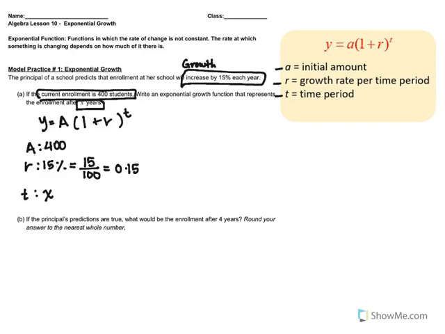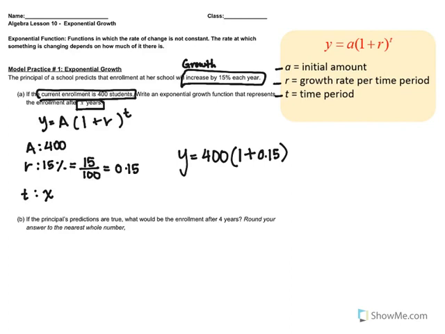So now I can go into my equation. I can go into this equation here, and I can substitute in the values that I've identified from the problem. So I have y equals a, which is the initial amount. What am I starting with? I'm starting with 400 students. Parentheses, the whole. I'm starting with the whole entire 400 students. Plus, since it's growing, I'm going to be adding to that whole. And it's growing by 0.15 every year.